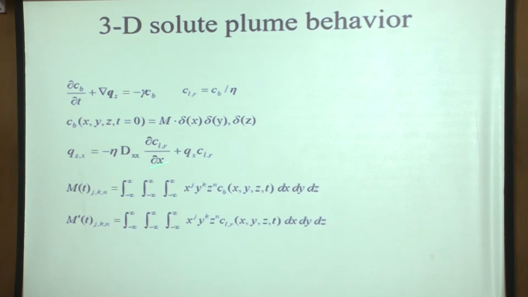Our definition of flux, let's say in the x direction, has this definition, same as we had before. We would have similar definitions for fluxes in the y and z directions. That would form the three components of this overall solute flux. So now, how do we define spatial moments in high dimensions?